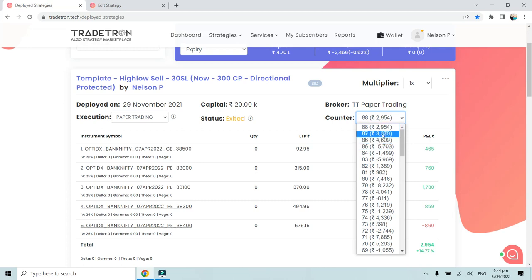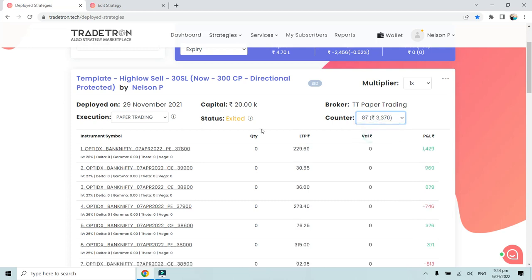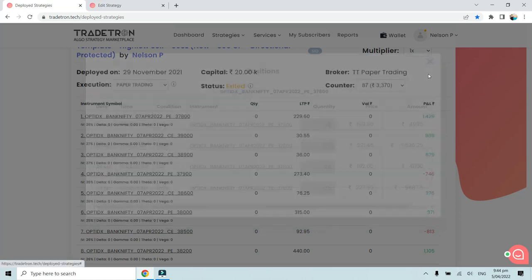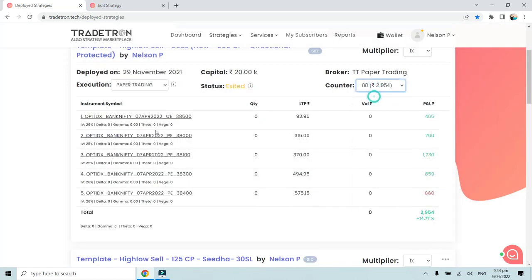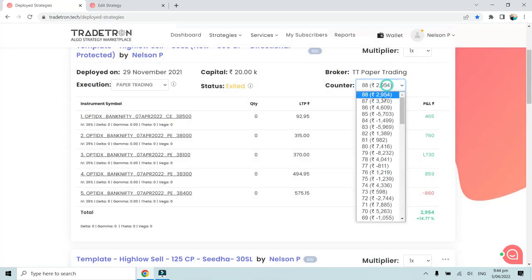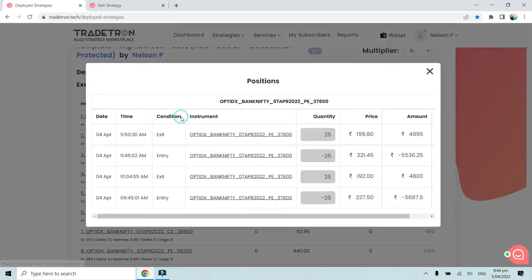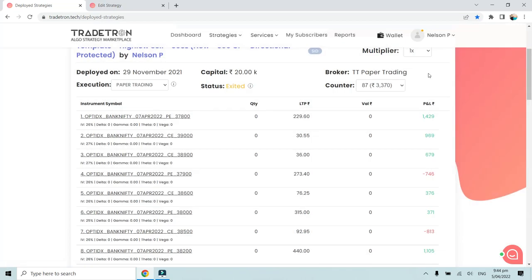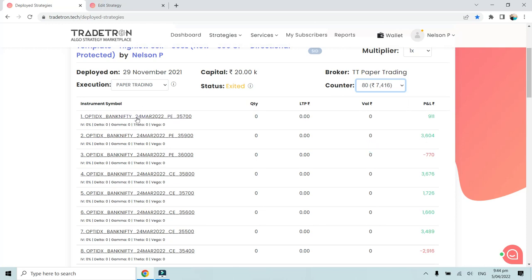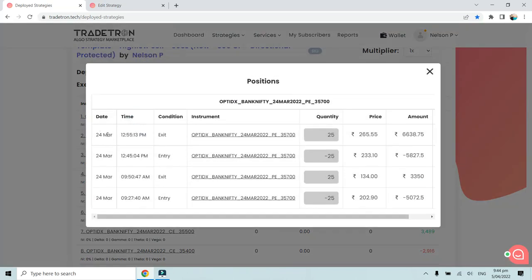If we go to the previous counter, that is the 87th counter, we will see that these trades were taken on the 4th of April, that is yesterday. So this latest counter, the 88th counter, is today's trades, that is 5th of April. If you see previous counters, they will show the trades taken in the previous counter or the previous day, since this is a daily counter. If I go to any previous counter, for example the 80th counter, it will show me the trades that were taken on 24th March.